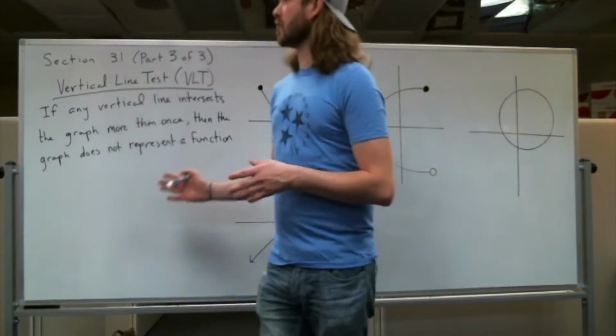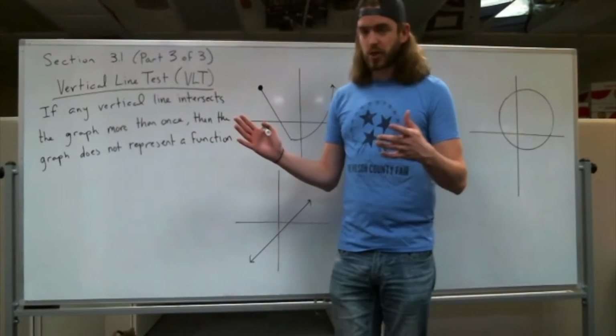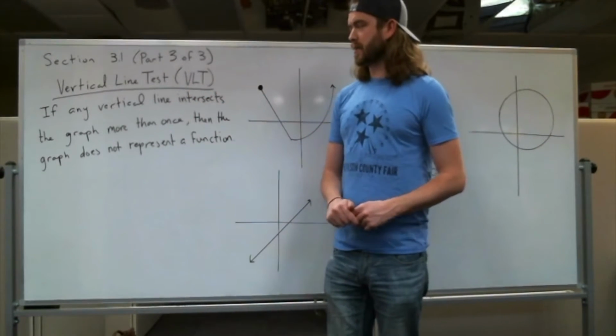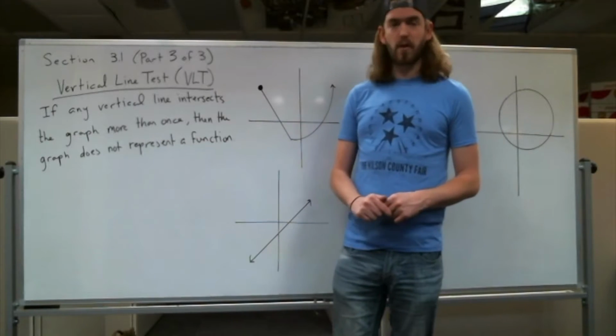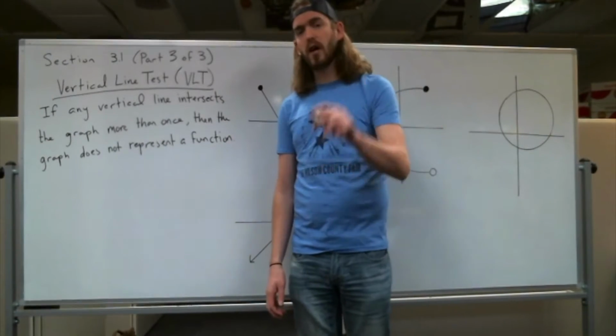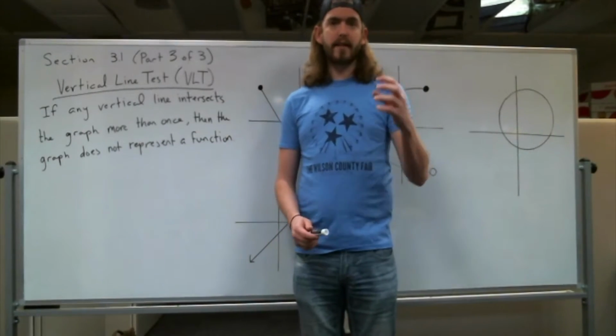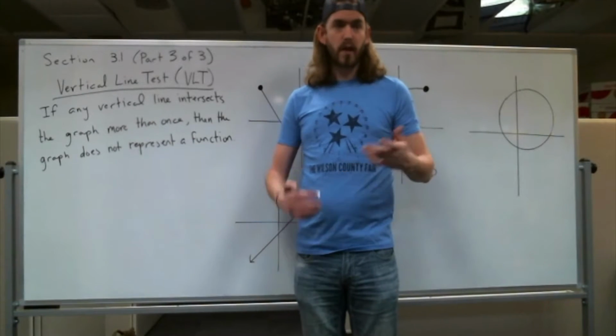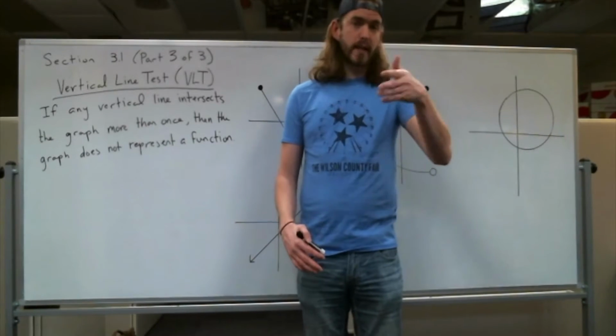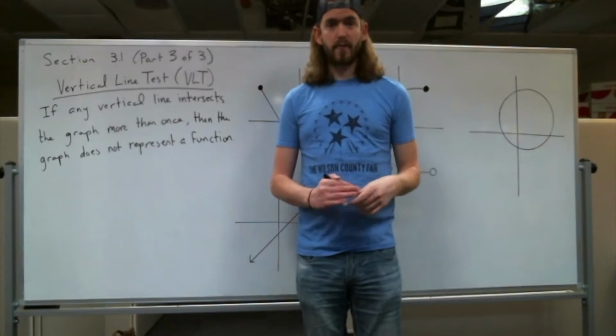So when it comes to the vertical line test, what we check for, it says if any vertical line intersects the graph more than once, then the graph does not represent a function. So if we can draw a vertical line anywhere on a graph and it hits that graph more than once, it's not going to be a function. But if it only hits once at any point on the graph, then it is a function.